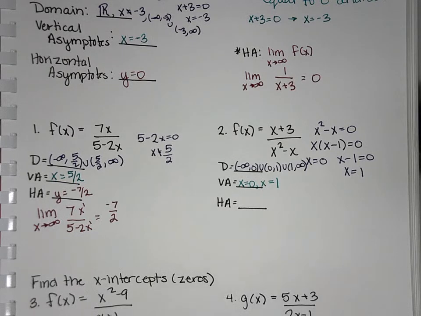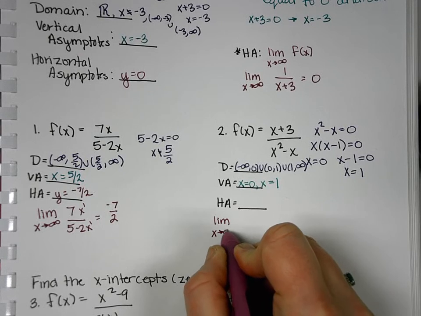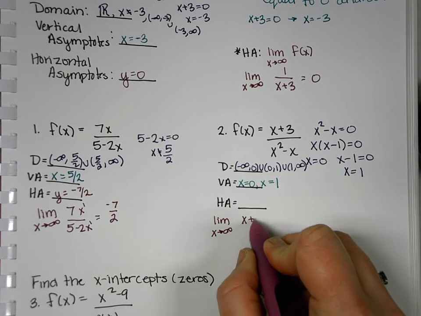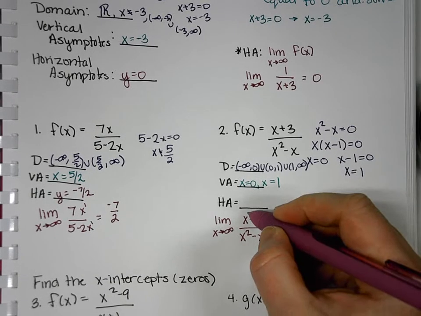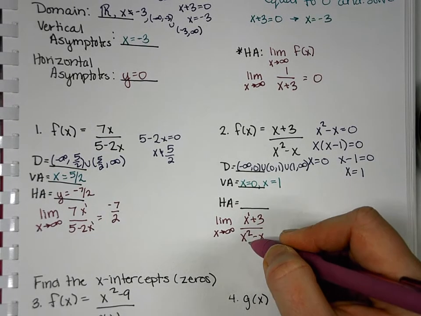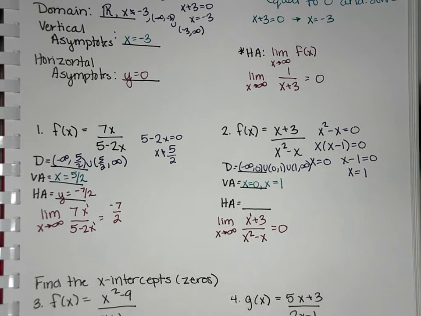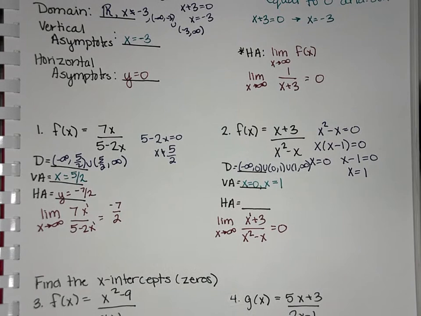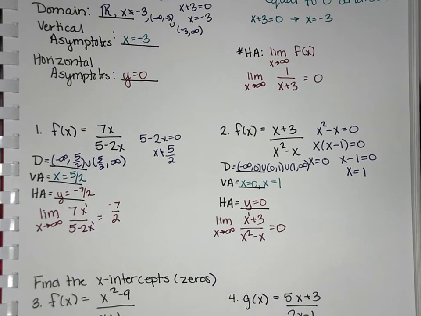And then lastly, for our horizontal asymptote, we find the limit as x goes to infinity of x plus 3 over x squared minus x. Let's see, so I have my highest power on top is 1, on bottom it's 2. So it's bottom heavy, which means our asymptote, or our limit, is equal to 0. So we would have y equals 0 as our horizontal asymptote.